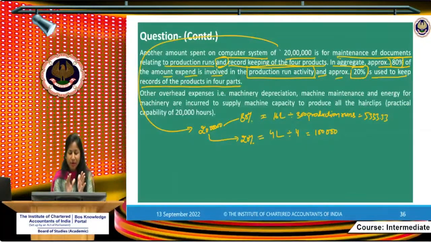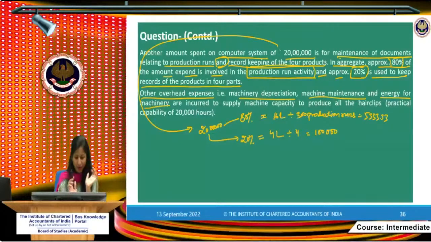We have done up to computer system. What next expense do we have now? Other overhead expense, that is machinery depreciation, machine maintenance, and energy for machinery, which are incurred to supply machine capacity to produce all the hair clips. Here, in brackets, the major information given is a practical capability of 20,000 hours. Maximum machine capacity is 20,000 hours.